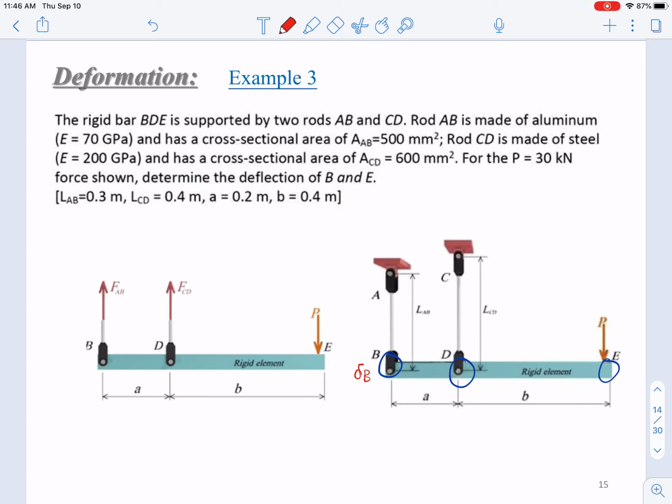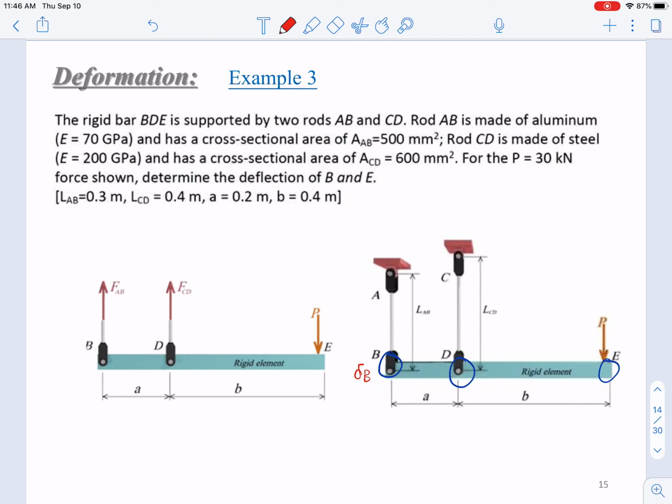In this example, we have a rigid bar BDE. The rigid bar BDE is supported by two rods AB and CD. The rod AB is made of aluminum, which has a lower modulus of elasticity and has a cross-section area of 500. The rod CD is made of steel with a higher modulus of elasticity and a larger cross-section area. So for P equals 30 kilonewton added downward to point E, determine the deflection of B and E.